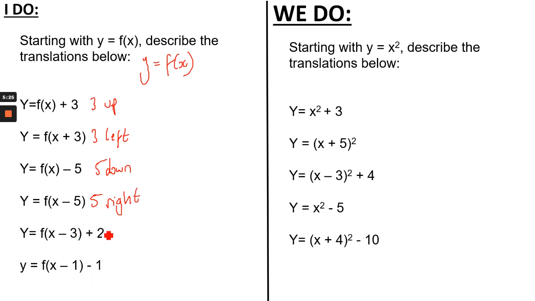This one is going to go 5 right and 2 up. So we've got 5 right and 2 up. And this one is going to go 1 to the right and 1 down. So 1 right and 1 down. Okay, pause the video and attempt the questions on the right hand side.